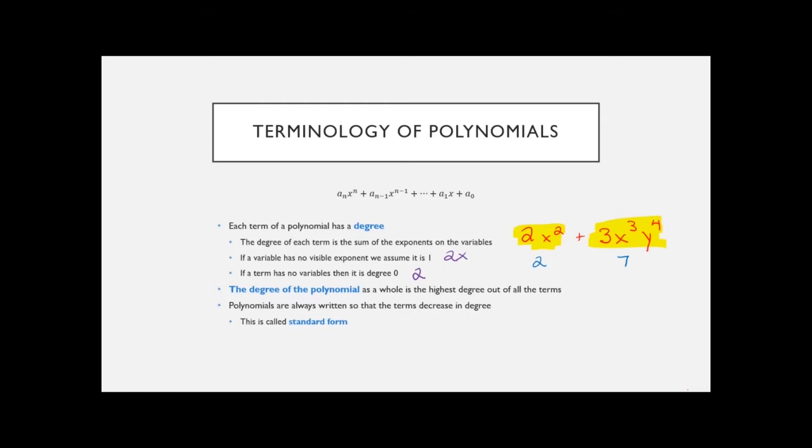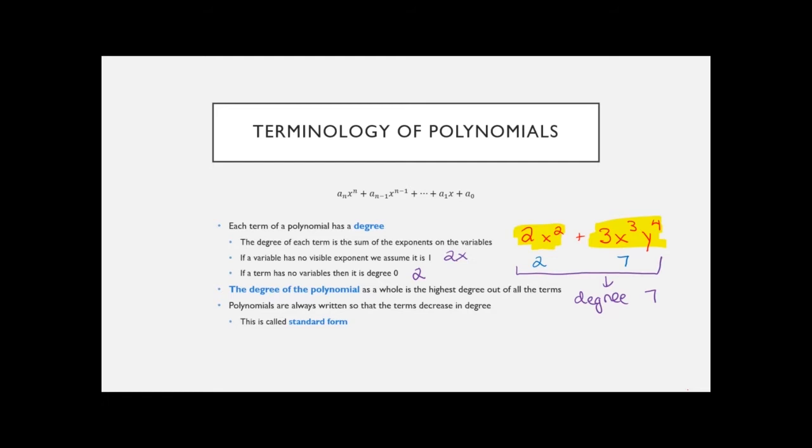Now, when you have a polynomial, in addition to the degree for each term or each part of the polynomial, you also have a degree for the entire thing, and that is the highest degree out of every term. So the example that I have here is degree 7 for the polynomial, because the highest degree out of each term is 7. So the whole thing is considered a degree 7 polynomial.